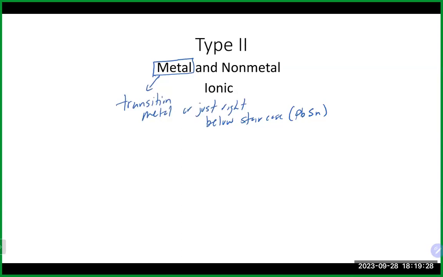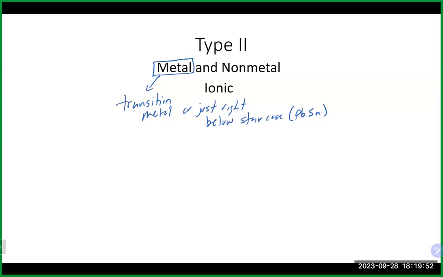So remember, underneath the staircase, those are metals, right? Above the staircase, they're non-metals. On the staircase, they're metalloids, right? So we have some metals that fall below the staircase that are technically not transition metals. Bismuth as well, antimony, all those kind of guys over there in that area. They can have a variable type of positive charge. So they're named the same way as our transition metals.